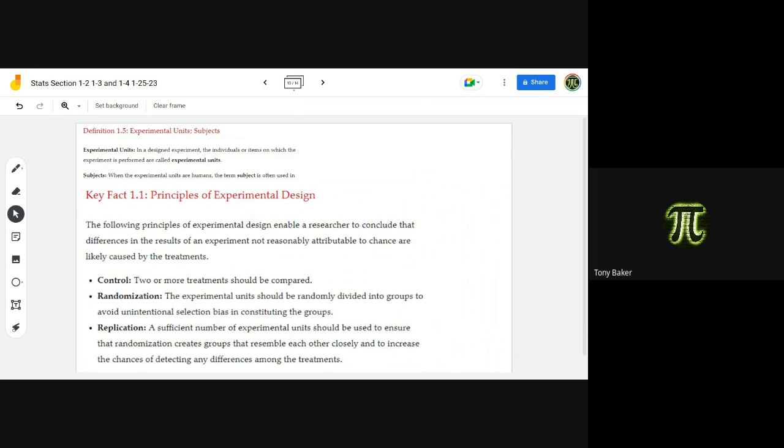You also want to make sure that it can be replicated by somebody else. So when you're listing out your procedures and stuff like that, somebody else has got to be able to replicate that stuff.